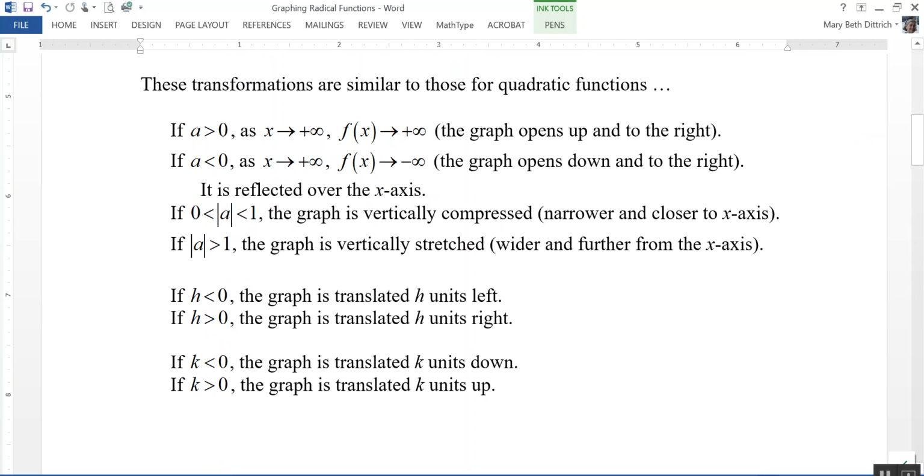If h is negative, the graph is translated h units left. If h is positive, the graph is translated h units right. If k is negative, the graph is translated k units down. And if k is positive, the graph is translated k units up.